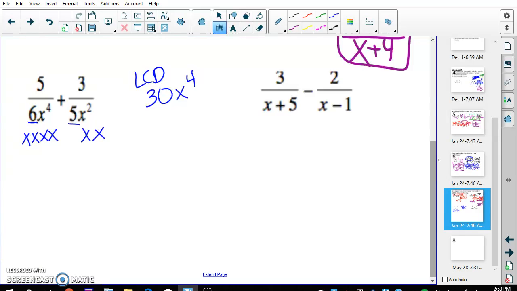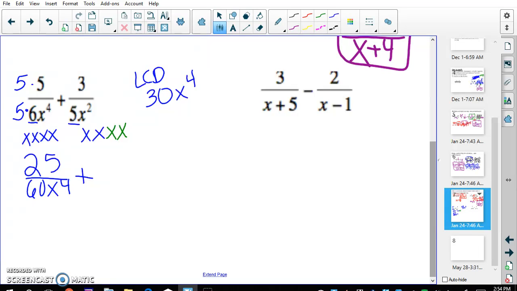So I've got this. I've already got the x's in there. So what am I going to multiply the left by? I'm going to multiply that by 5. And if I multiply the bottom by 5, I have to multiply the top by 5. So I get 25 all over 60x to the 4th. Plus, what do I have to multiply in over here? Well, I only have 2 x's, so I need 2 more.